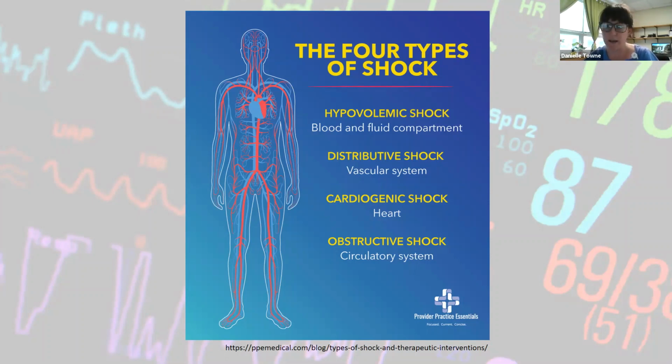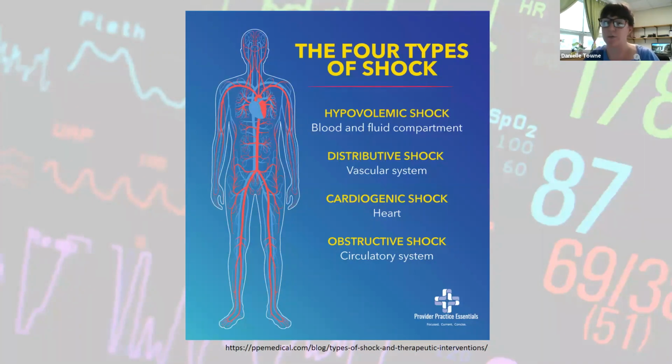Hypovolemic is a shock that occurs when there's a reduction of effective circulating volume. Distributive is one that occurs when there's a maldistribution of the blood flow caused by vasodilation. So those vessels relax, and then blood flow is going to places, but it's not going to the places that you want it to go.